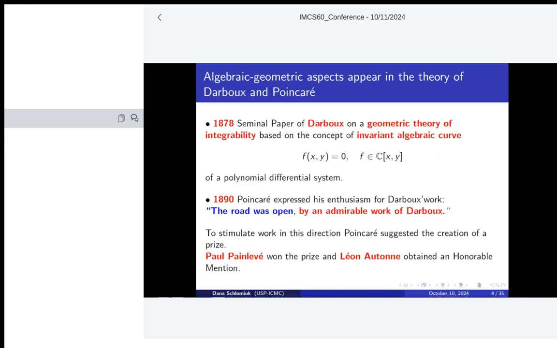And to stimulate work in this direction, Poincaré suggested the creation of a prize, and Paul Painlevé won the prize, and Léon Othon obtained a memorable mention.